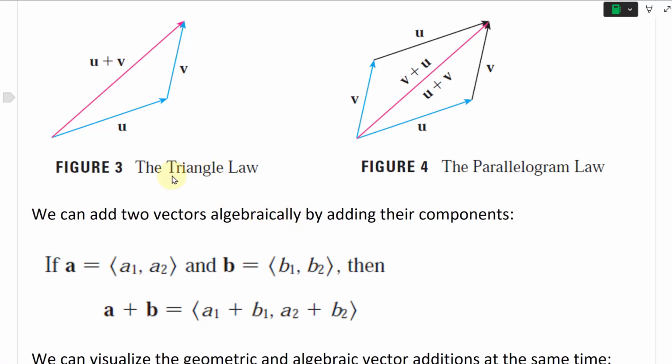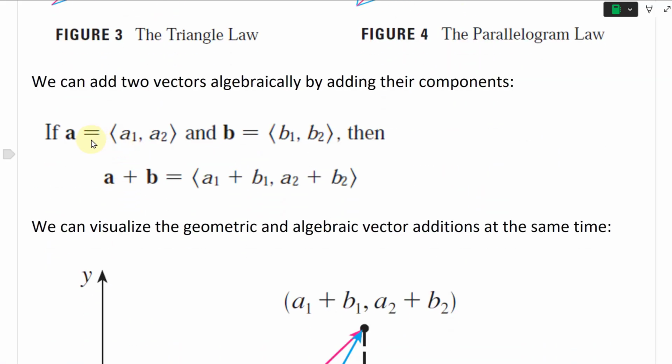And we can add two vectors algebraically by adding their components. So if you know the coordinates or the components of vectors a and b, where a has coordinates a1 and a2, and b is b1, b2, then you can just add each one individually. So a1 plus b1, a2 plus b2. That's how you can add them up.